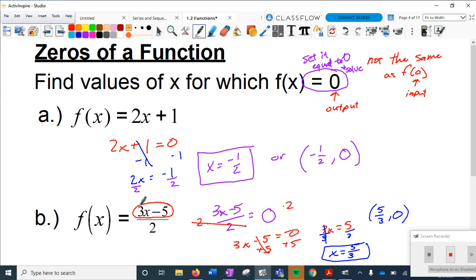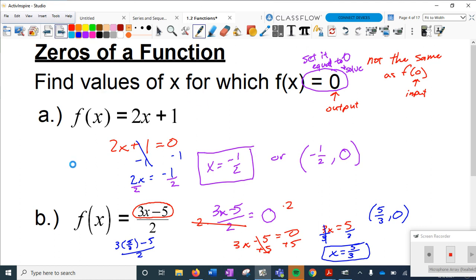And as always, you can check it. If I substitute 5/3 into this, 3 times 5/3 is just 5, and 5 minus 5 is 0. 0 divided by 2 is still 0. The important thing is you can check your answers, but what are we asking for? We want the zeros, and the zeros are the x's that make the whole thing equal 0. Inputs that make the output become 0.